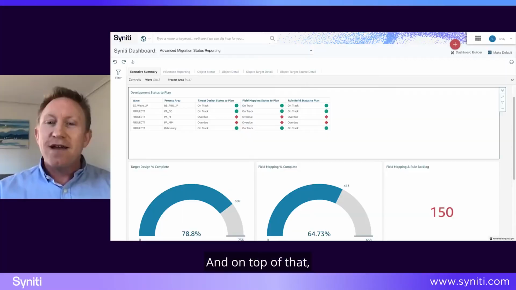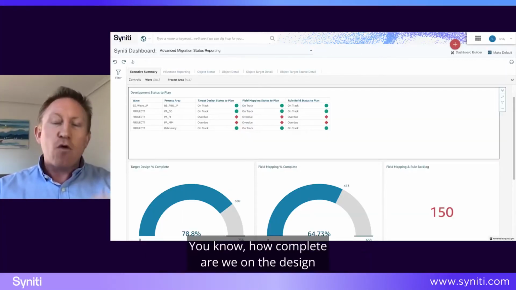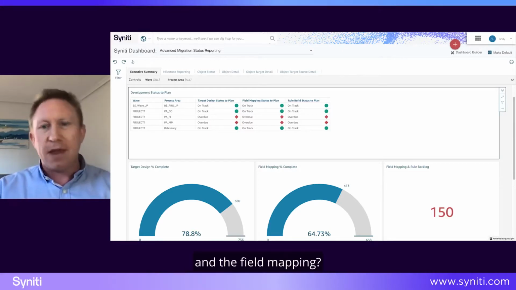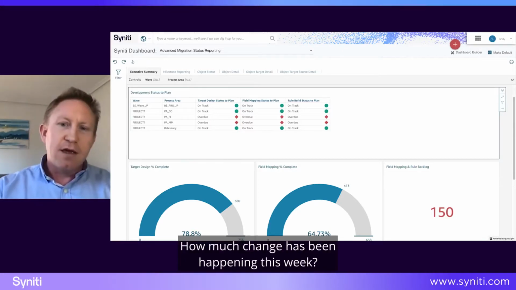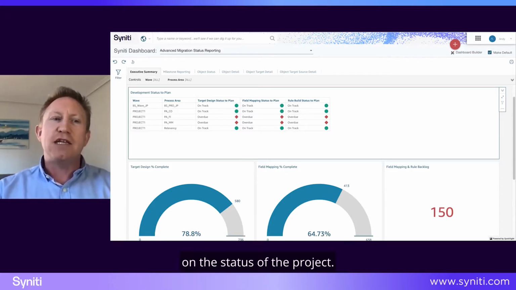And on top of that, we then have all the metrics in terms of how that process is running. How complete are we on the design and the field mapping? How much change has happened this week? So it also helps give an empirical perspective on the status of the project.